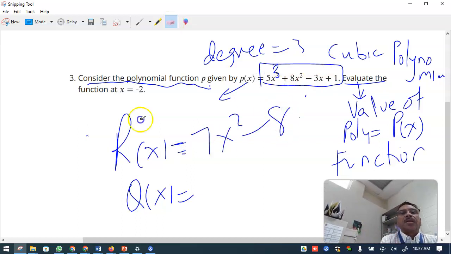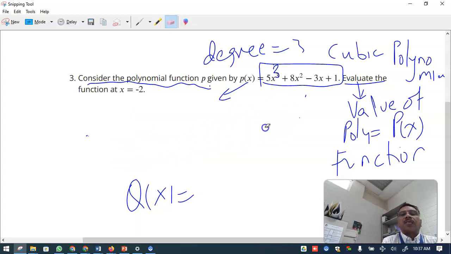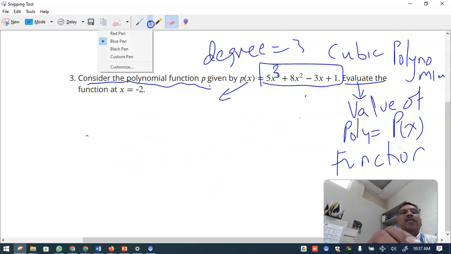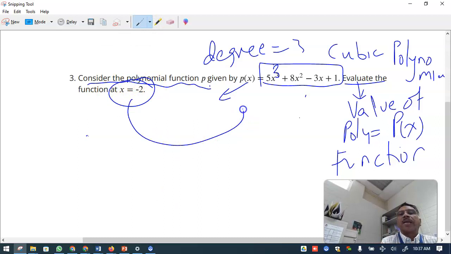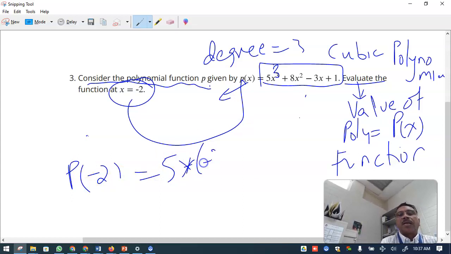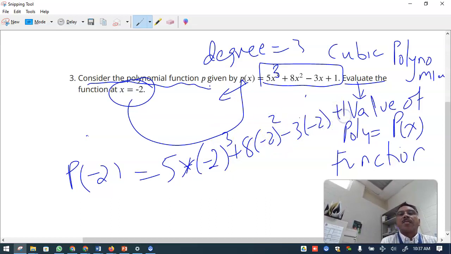I can have r(x) as 7x squared minus 8, like this. See? So right now the question asks, what is the value for x equals minus 2? All you do is put x equals minus 2 right here, p of minus 2. It means you just plug in: 5 times minus 2 raised to 3, plus 8 times minus 2 squared, minus 3 times minus 2. So you replace x by minus 2.